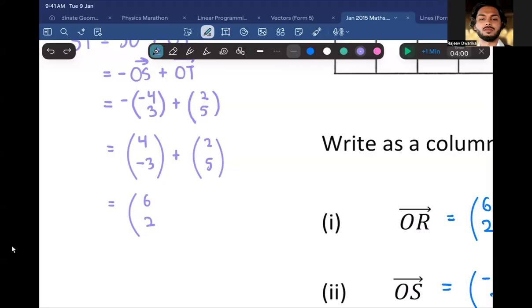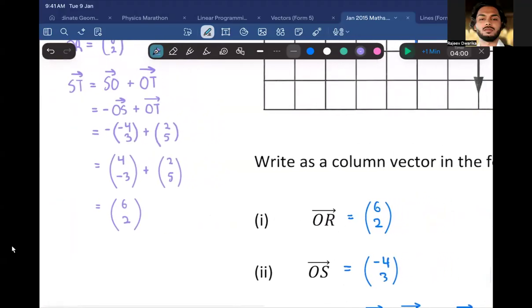An easier way to do that, right? You see how we have minus 3 plus 5? Another way I could write that is just 5 minus 3. That's really easy. You know how to do 5 minus 3. Great. 6, 2. You understand that?